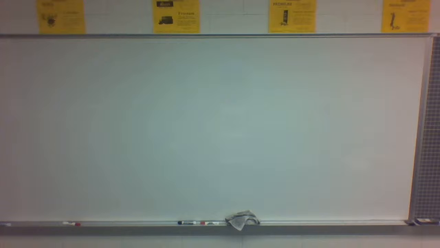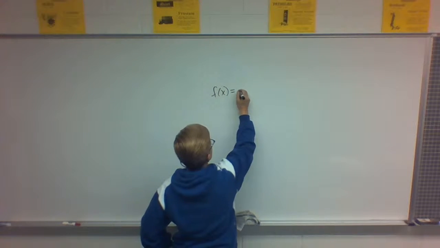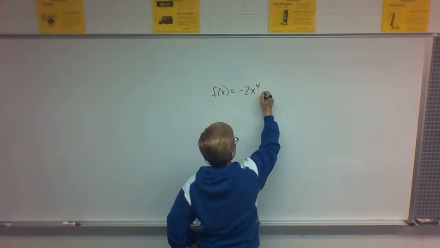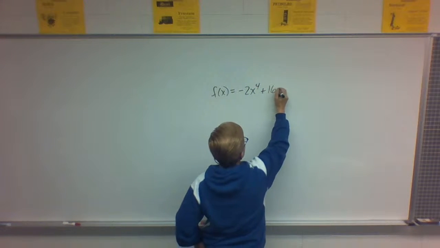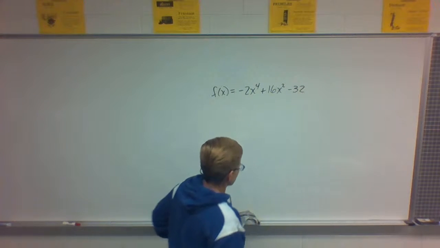Okay, look at example 2. It says f of x equals negative 2x to the 4 plus 16x squared minus 32. Okay.